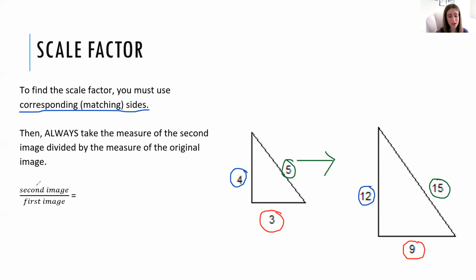So our second image, I'm just going to choose green. Those are the numbers I'm going to use. So 15 is the scaled version divided by the original. Once you set up your ratio here, throw in another word. We did ratios last semester. We're actually creating one with scale factor. Look at that. 15 divided by 5, do that simplification, would be 3. So that means this shape was enlarged by a scale factor of 3.